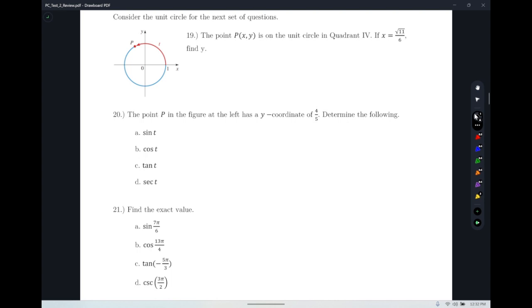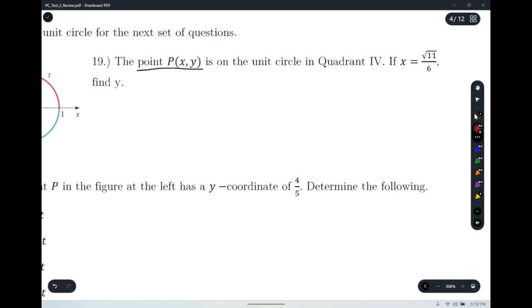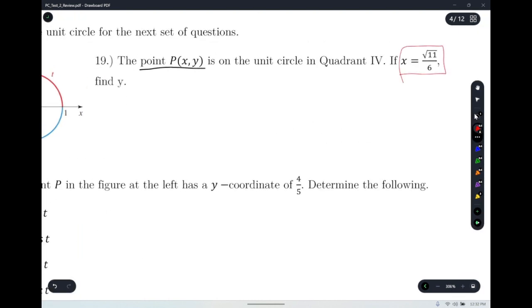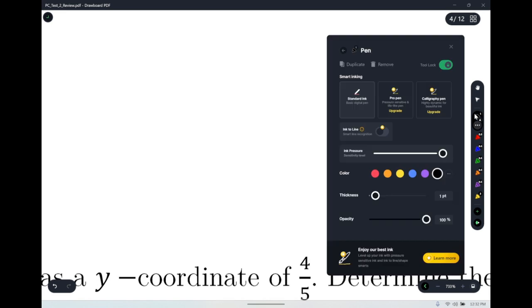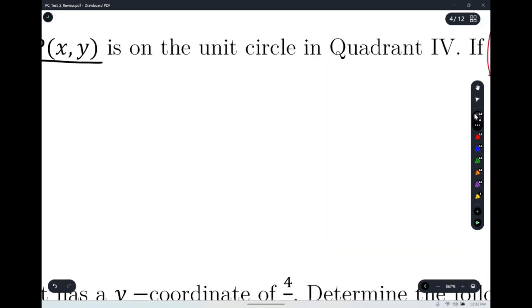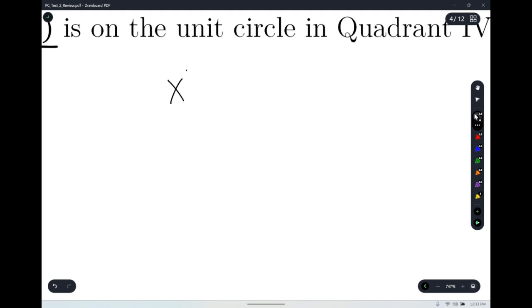Start with 19. We've got a point on the unit circle. And we got ourselves a little phrase that says x is equal to that ugly thing. Now, that ugly thing is not on our unit circle. That is not a memorized point. So if we're trying to find y, then we better have a formula that has x, y, and goes with the unit circle. We do have a formula that has x, y, and goes with the unit circle. What's that formula? X squared plus y squared equals 1.